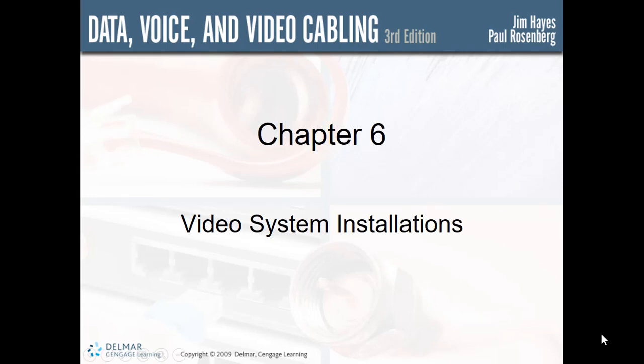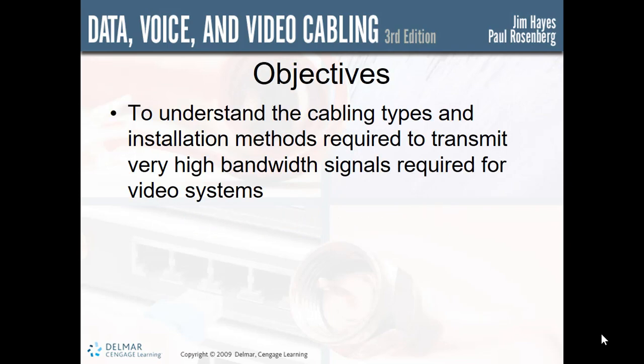This chapter in data, voice and video cabling, we're going to be discussing video systems installations. In this chapter, we're also going to be talking a great deal about code and code requirements in the installation of coax cabling. Cabling for video applications covers two distinct uses: closed-circuit TV for security surveillance, and television.